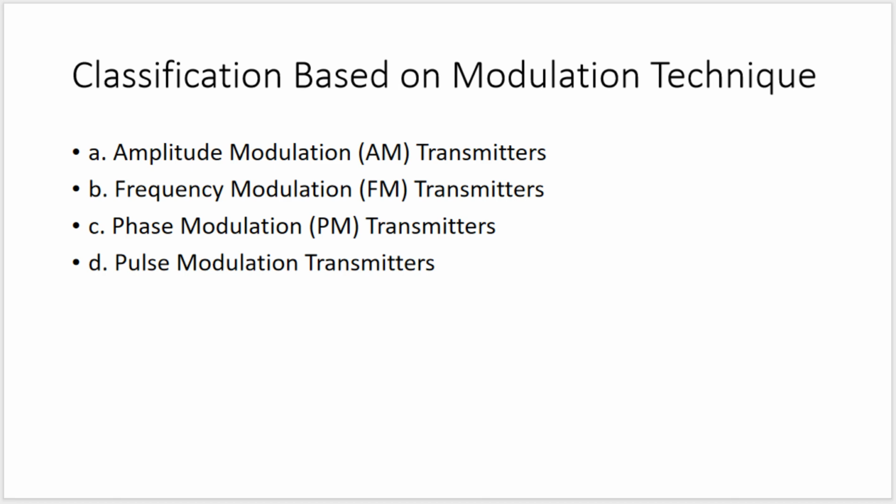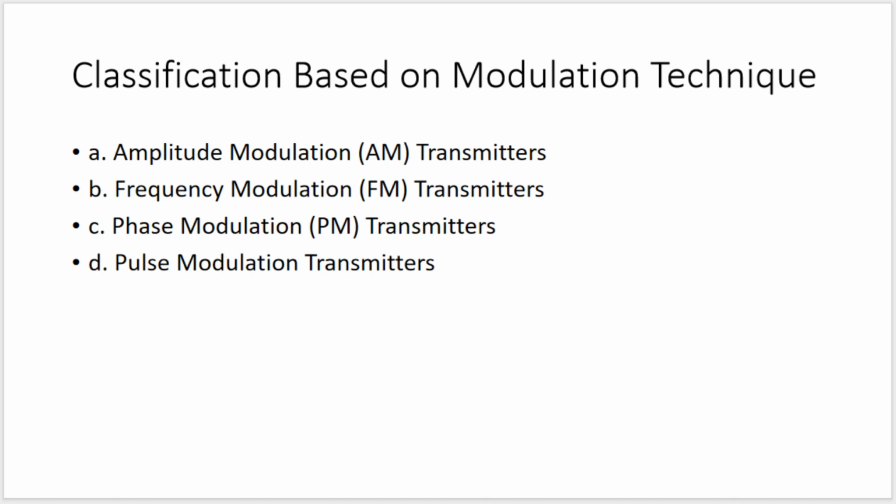And the next one is classification based on modulation technique. Point A is amplitude modulation transmitter. Function is to modulate the amplitude of the carrier wave to encode the signal. Application: used for AM radio broadcasting. AM transmitter uses the amplitude modulation technique for modulating the carrier. That transmitter can be used for radio broadcasting on long, medium, and short wave.